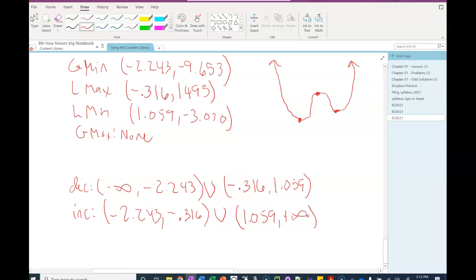Yes, sir? So for the decreasing, shouldn't that be the last number? Shouldn't that be negative 3.030? So we're always describing the x-coordinate, right? None of these are points. They're not x's and y's. They're an interval. So they're from this x to that x. So the takeaway here is the x-coordinates from my extrema are the bounds for my intervals.